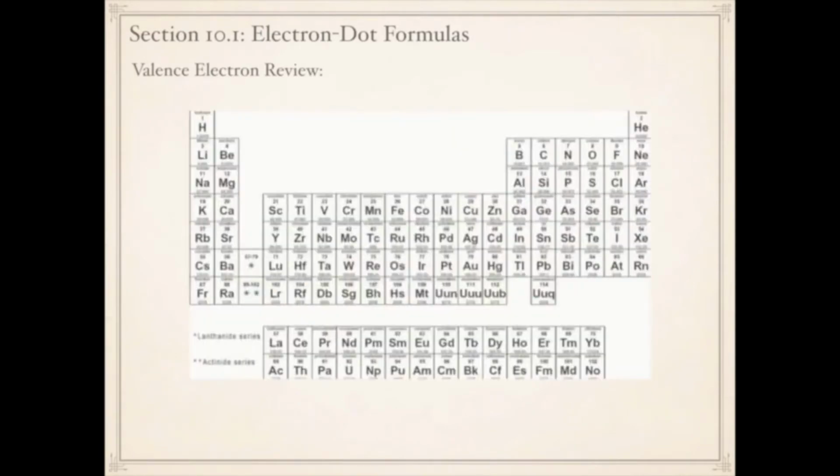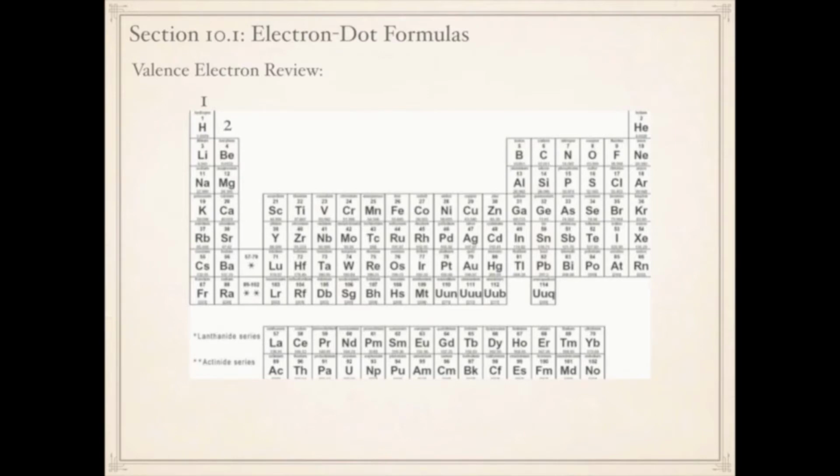Lewis dot diagrams. But in order to do that, we need to review valence electrons. So remember, the periodic table is very helpful because it shows us how many valence electrons elements have. So if you're in group 1, your alkali metals and hydrogen, you have 1 valence electron. If you're with your alkaline earth metals, you have 2.